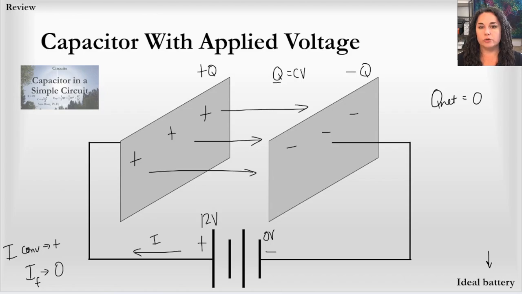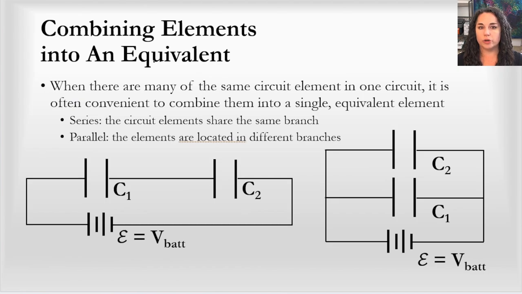So to make this more complicated, we're going to put more than one capacitor into a network. We're going to be looking at series capacitors and parallel capacitors. We're combining elements into an equivalent. And we had done this in a prior lesson with resistors. This is very similar if you have mastered some of those requisite skills for resistor networks. You're going to see some of the same skills come up in the capacitor networks.